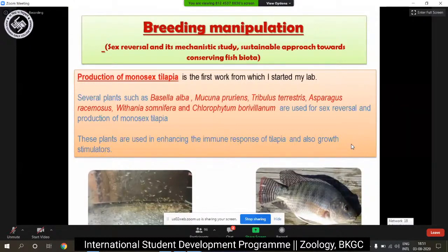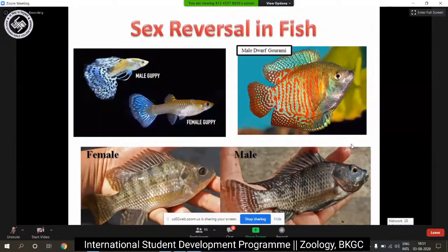We are using different types of plants here, as we are talking about natural products, so that we can manipulate the breeding procedures and ultimately produce more colored fishes. You can look at male guppies, which are more colorful and more marketable compared to the female guppies. The males catch a higher price in the market than the females. In tilapia, the males grow bigger and grow more uniformly, so they have a better price compared to the females.